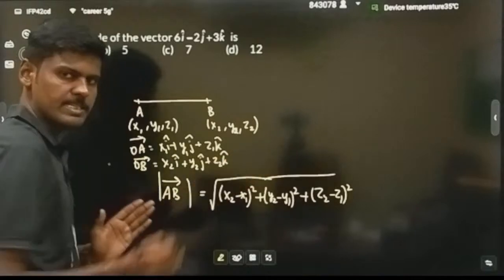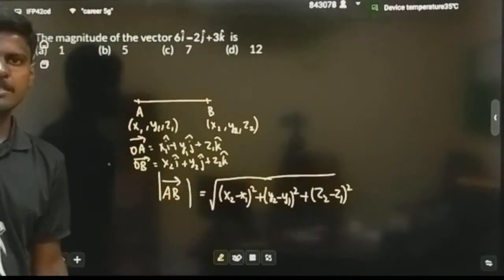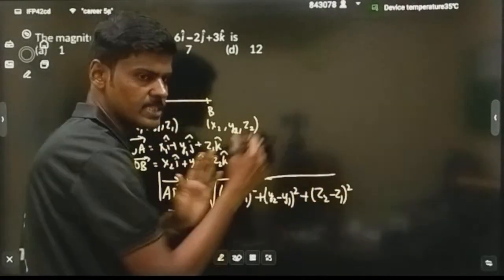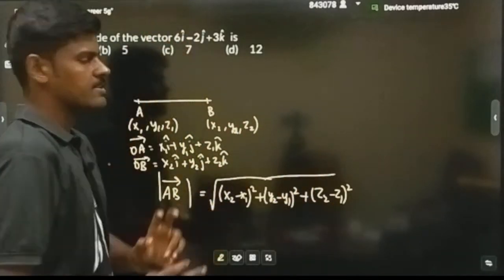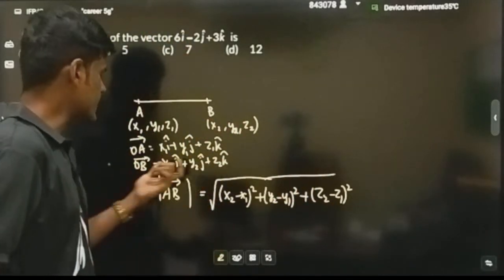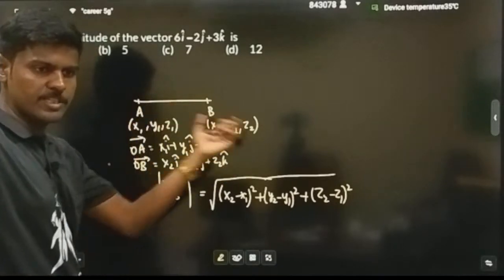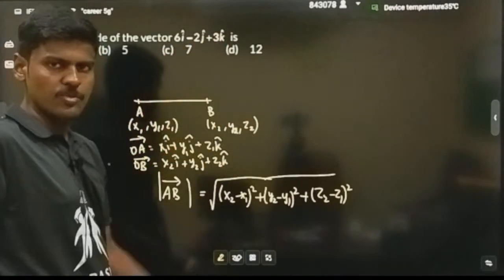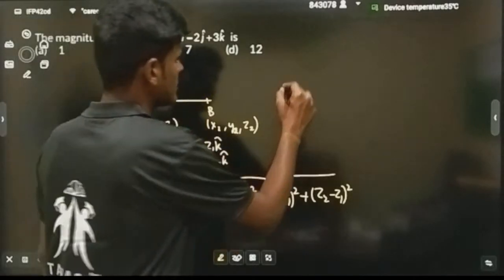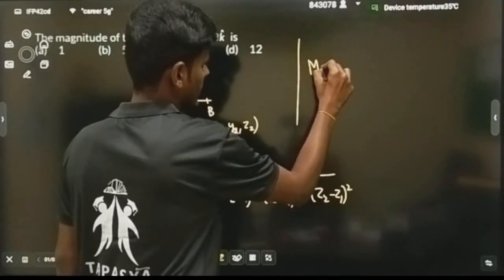Magnitude is nothing but the distance, so this is just the extension of the distance formula in 2D or 3D, right? With respect to origin, x1, y1, z1 will be 0, 0, 0 and x2, y2, z2 will be 6, minus 2, 3. So what is the required answer?